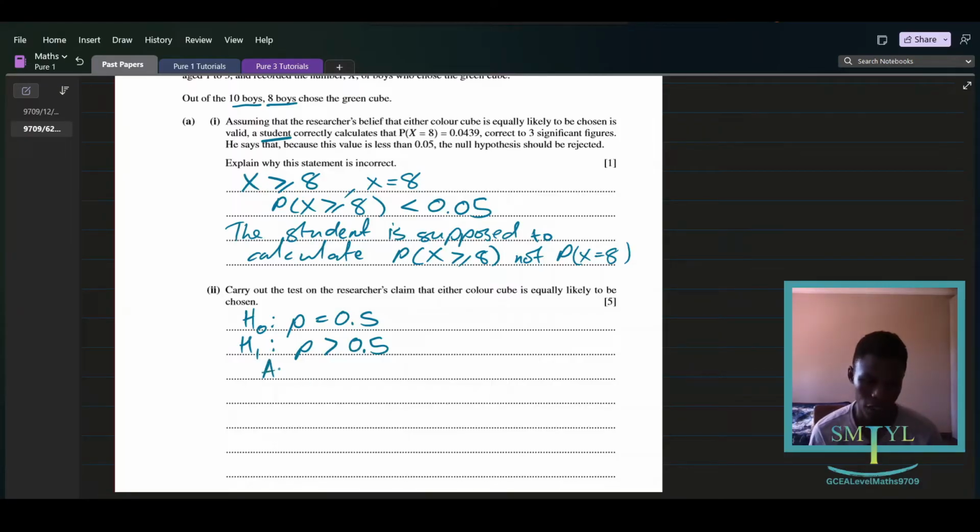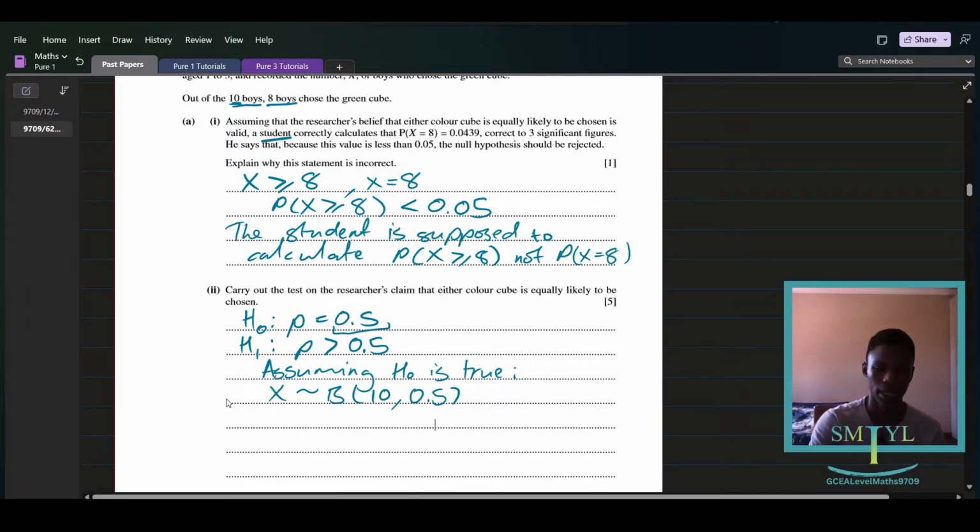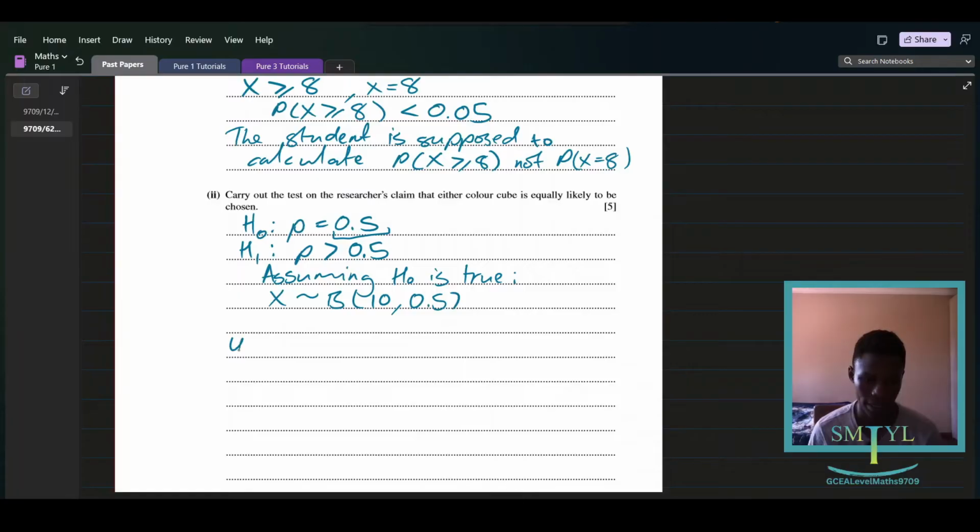So now, assuming that H naught is true, we can say that X follows a binomial distribution. There were 10 boys that were sampled, so that's 10. And since we're assuming that H naught is true, we can say that our probability of success is 0.5. And now we are testing, it's an upper tail test, at the 5% significance level.